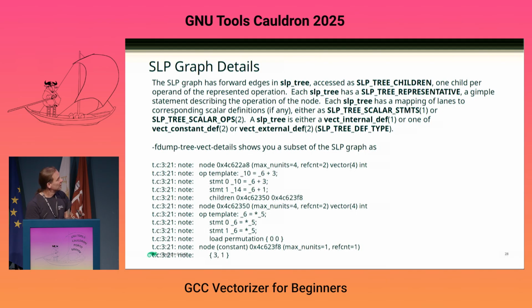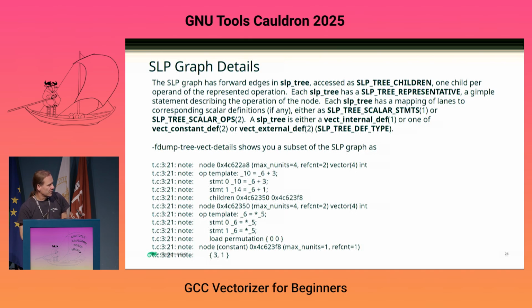So details. Here I have included a portion of the vectorizer dump details. Here you can see 2 SLP nodes, no, 3 actually. This node is for a load. So each SLP node has an operations template. That's the SLP tree representative.